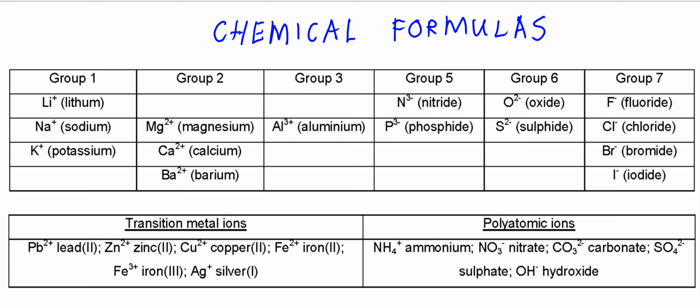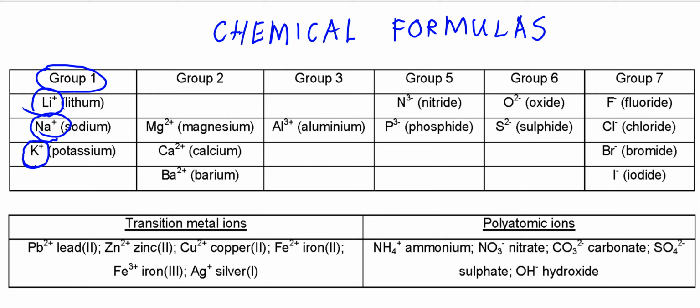First, group 1 metals all carry a charge of +1. So lithium ion has a charge of +1. The symbol is Li+. Sodium has a charge of +1, Na+. Potassium has a charge of +1, K+. So all group 1 metal ions have a charge of +1.